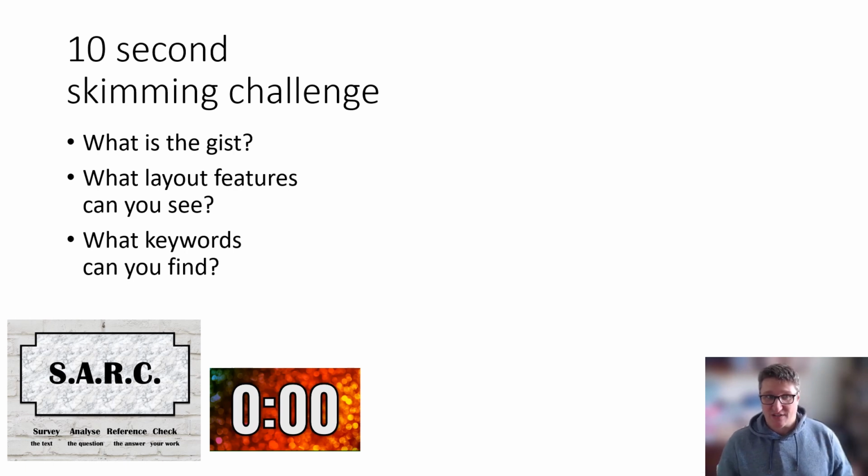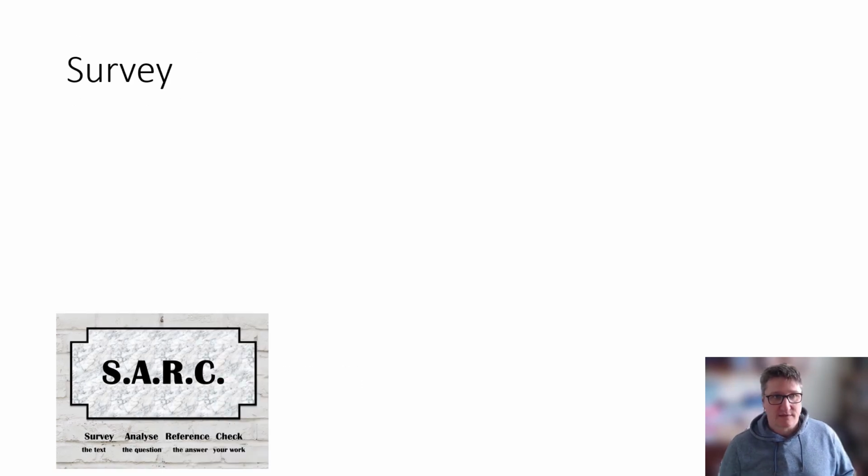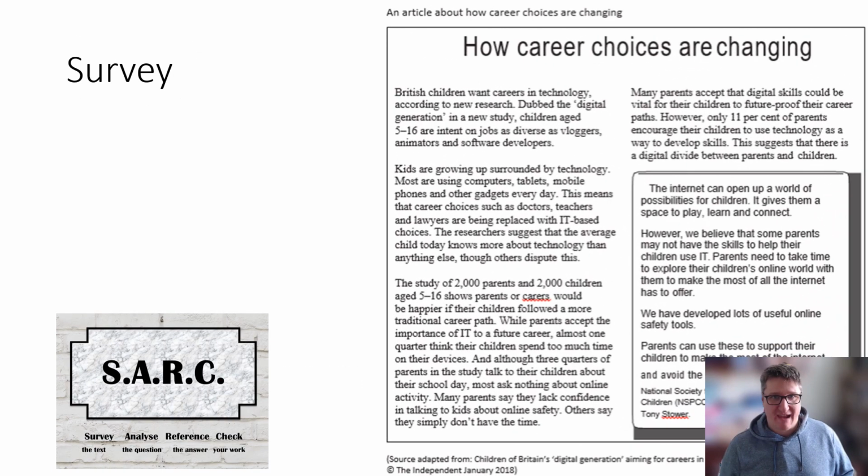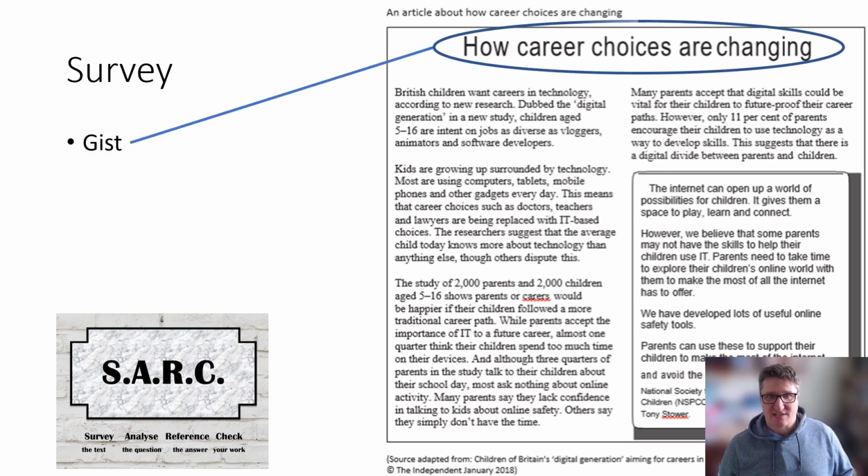So in those 10 seconds, you should have been able to see the gist, that is the main idea. Identify some layout features. We'll talk more about that later. And maybe even find some keywords. So here's what you should have been able to see. There it is. There's your text. Did you find the gist? There's the gist. It's right in the first line. It tells you exactly what this is all about. The gist, the main idea.